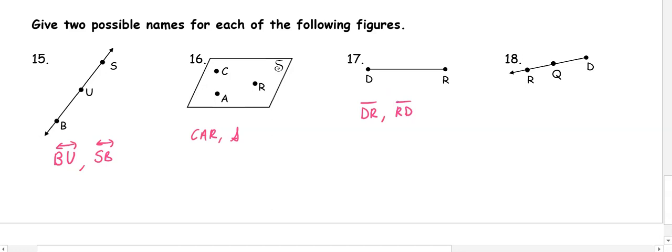18 is a ray. So in a ray, it is important that the name starts with the endpoint. So we could have DR. Remember, we're always pointing to the right still. Or we could have DQ. You can use any other letter that's on that ray, but D must be the first letter.